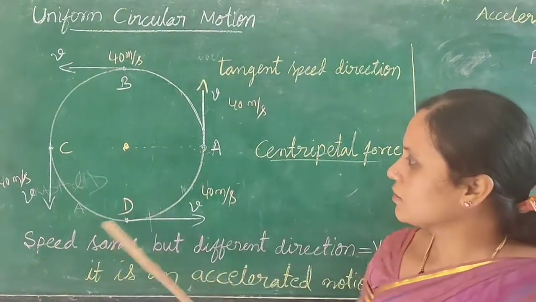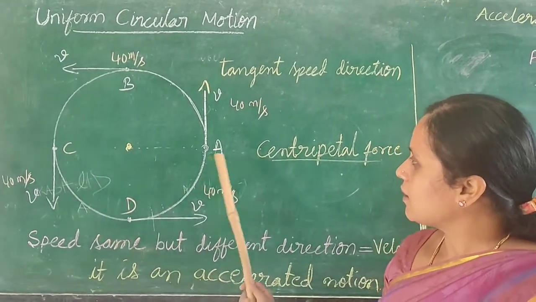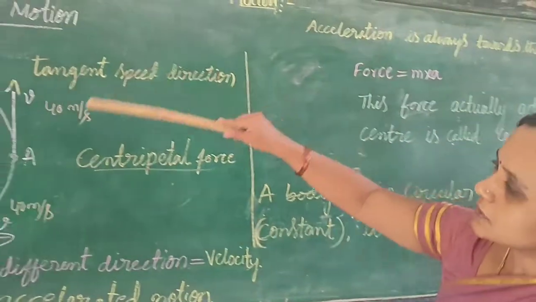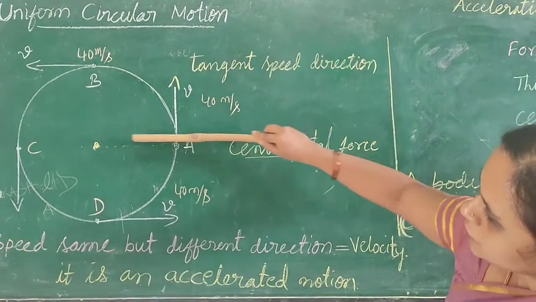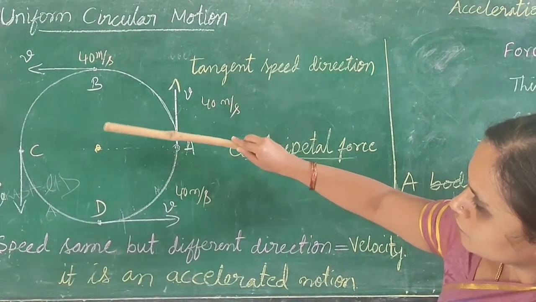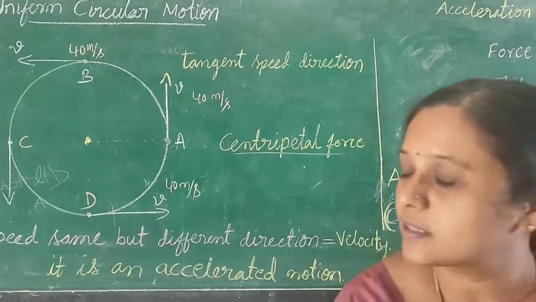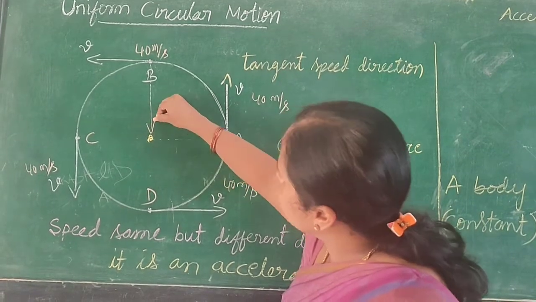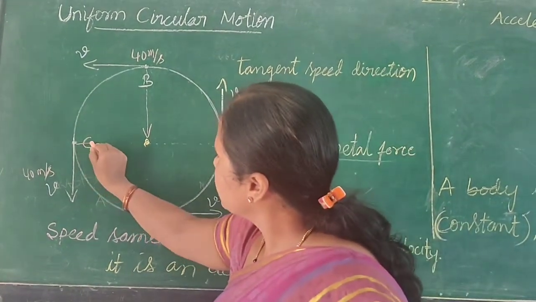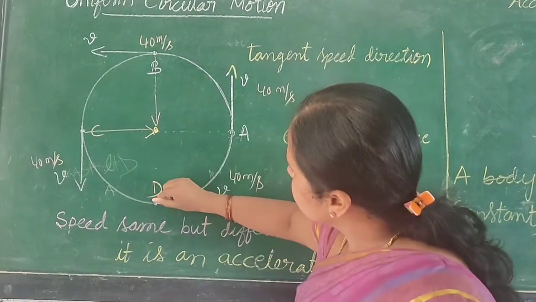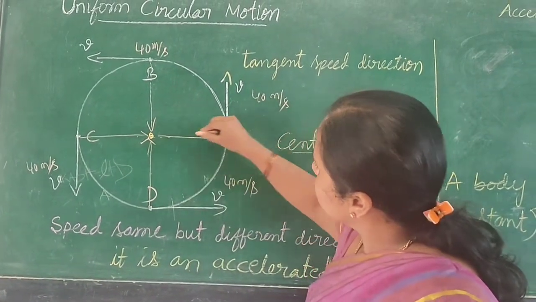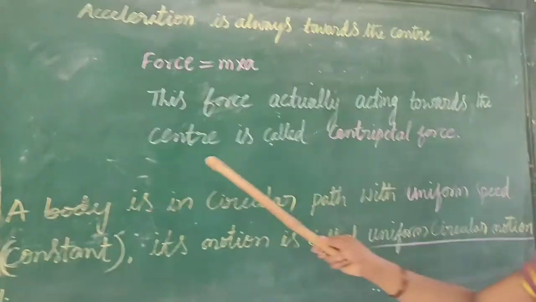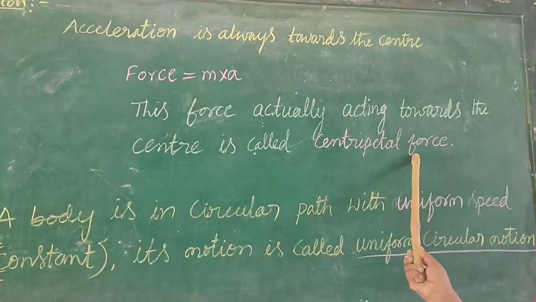So in circular motion, the body is moving in a circular path. Some force is always acting towards the center. Look at this one. Suppose the body is at B, the force is acting towards the center. Suppose at point C, the force is acting towards the center. So what do we call this force? The force actually acting towards the center is called centripetal force.